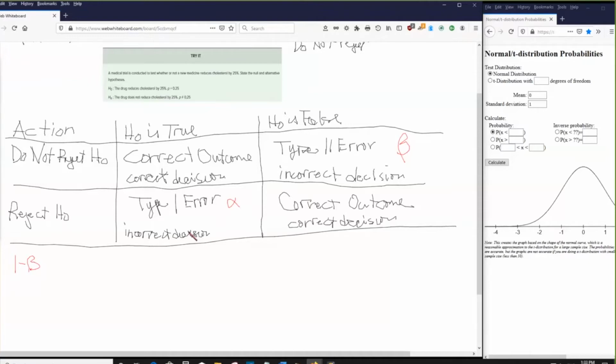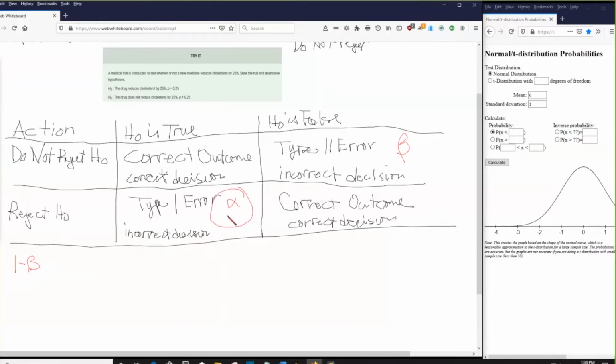And your alpha right here, that is called your power of the test, and I'm not going to write all this stuff down because that takes time. Your alpha, this alpha for your type 1 error, is the same alpha that we saw with confidence intervals. It's called your significance level, and we will be using that value when we're doing calculations with our problems.